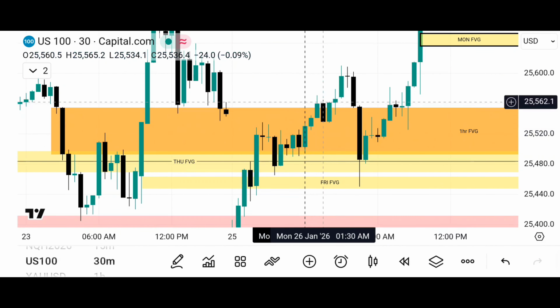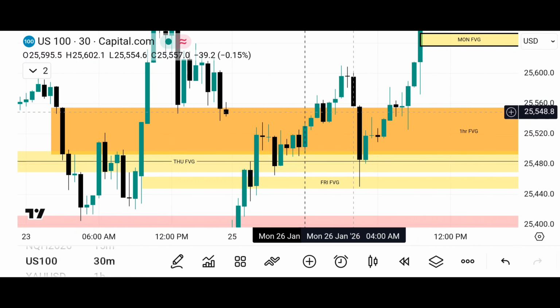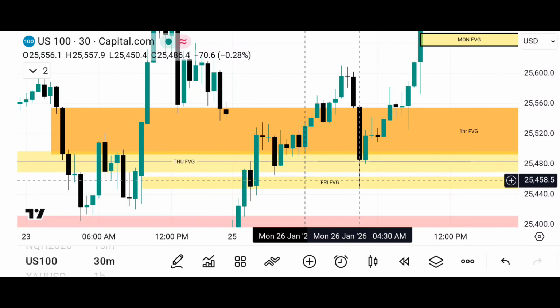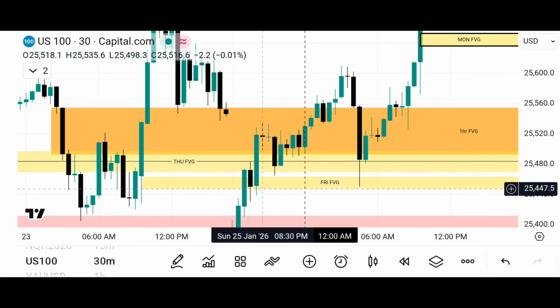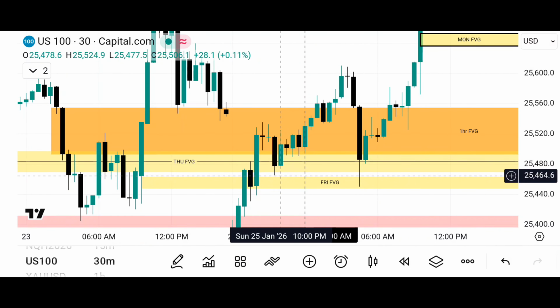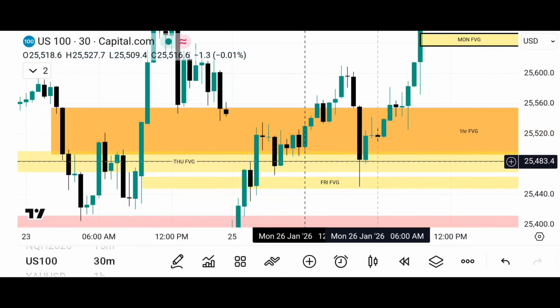So this was the start of Monday, and during the London session as well, after 4 a.m., price ran again into the order block, taking out this low, taking out sell side liquidity, sell stops from this low, and rallied up further.